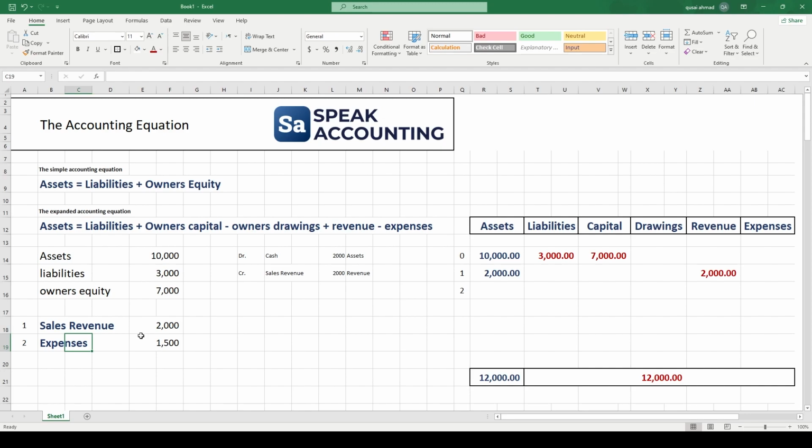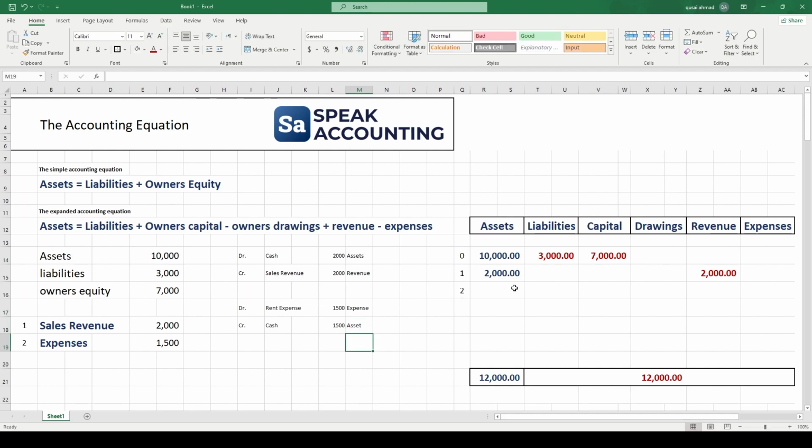Let's take the second example. We have an expense of 1,500. Let's say we paid rent, and let's say we paid it in cash. Let's add our debit and credit side. When you pay in cash, you lose your cash, so the account must be decreased by the amount, which is 1,500. So we're going to put cash on the credit side, and we're going to put the expense, which is rent expense in this case, on the debit side, 1,500, 1,500. Now the rent expense is an expense account, and the cash is an asset account.